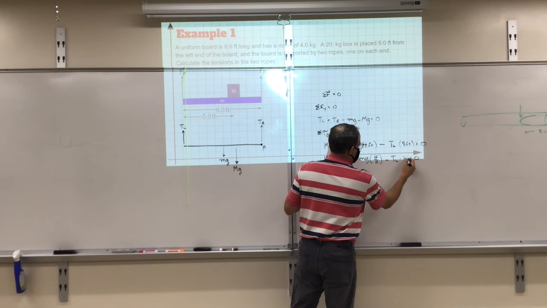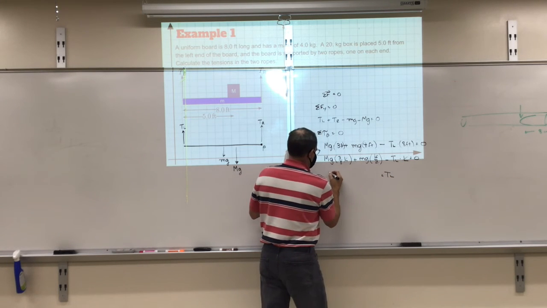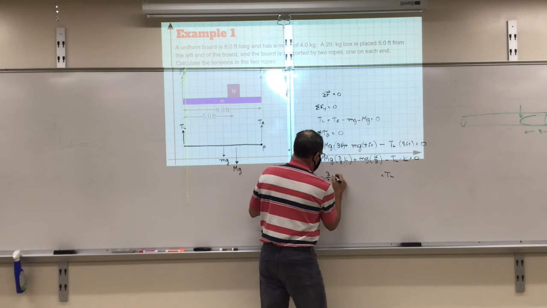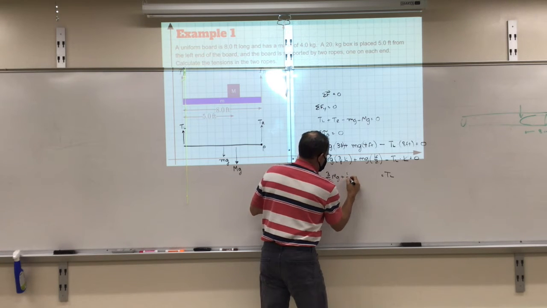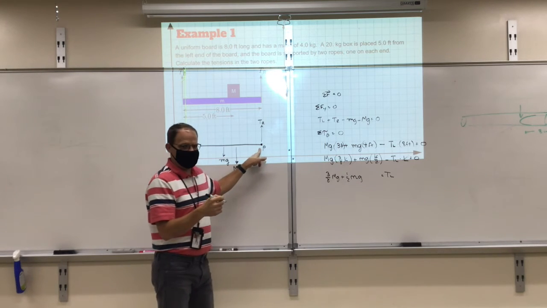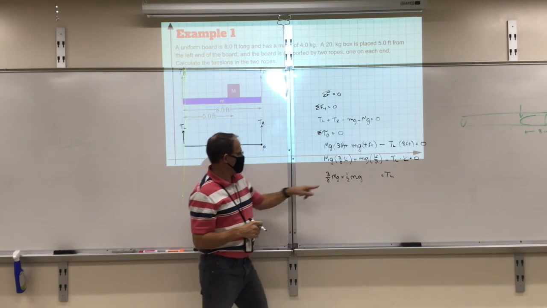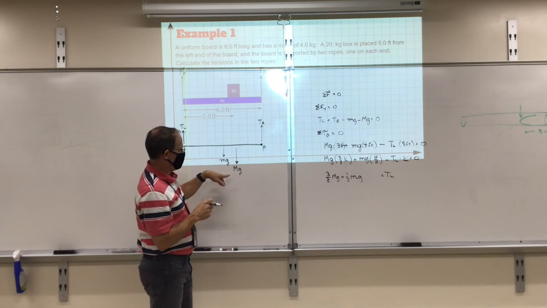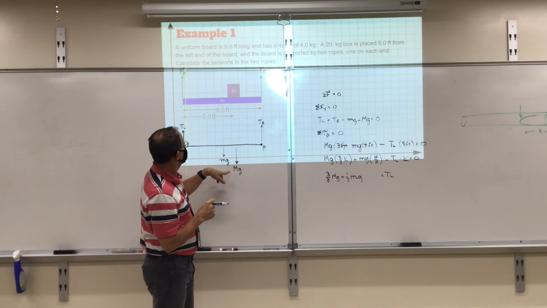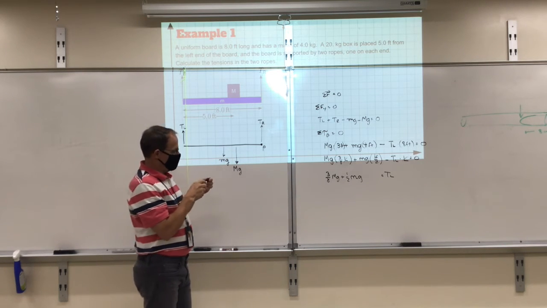So what that means is that the tension on the left will be 3/8 of Mg plus 1/2 of little mg. So the cable on the left carries half of the weight of the board plus 3/8 of the weight of the box. Did I do that right? Okay, does that make sense? And then you can solve it.